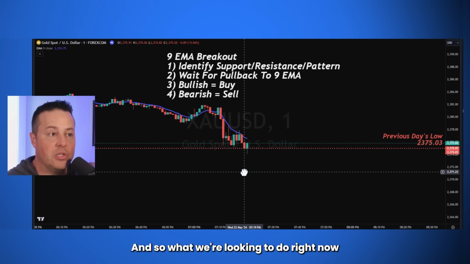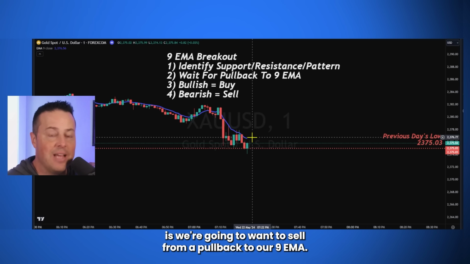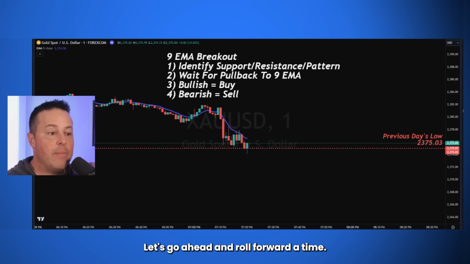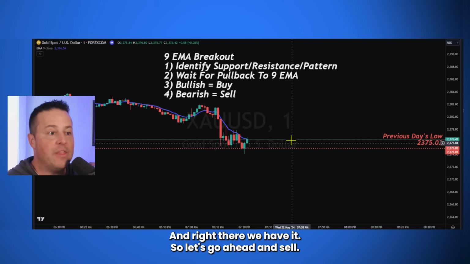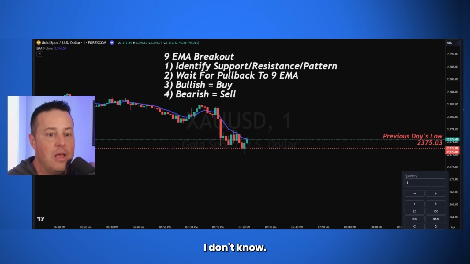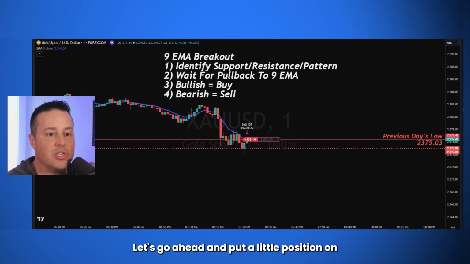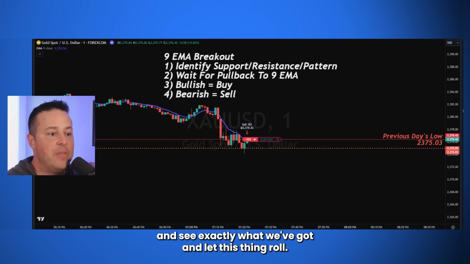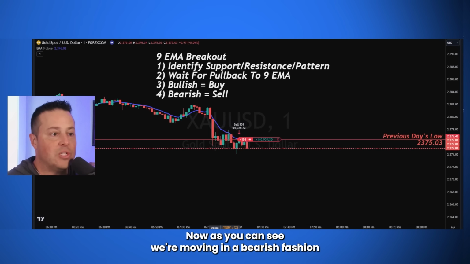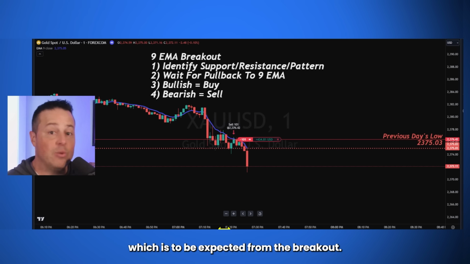So what we're looking to do right now is sell from a pullback to our 9 EMA. Let's go ahead and roll forward in time. And right there we have it. So let's go ahead and sell. Let's put a little position on, see exactly what we've got, and let this thing roll. Now, as you can see, we're moving in a bearish fashion, which is to be expected from the breakout.